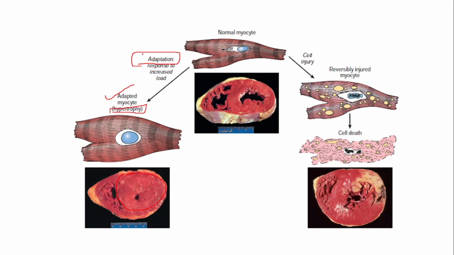But if the cell cannot cope, that is, after a certain point even the cell loses this adaptation capability, then it leads to cell injury. In reversible cell injury, only gross changes can be seen. Microscopically it is almost always normal. So grossly, this area is an area of necrosis seen in the myocyte.